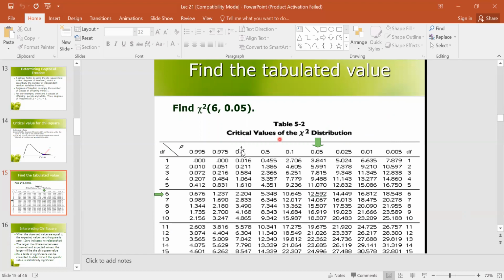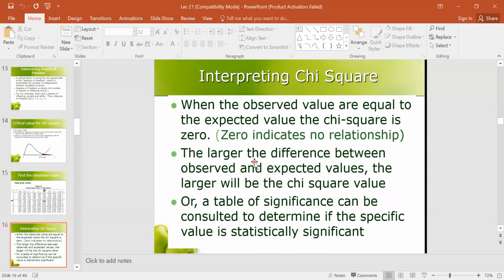This is the table of the chi-square distribution. So we can find the critical value from here. Like if we want to find chi-square with 6 degrees of freedom at alpha 0.05, we have to choose 0.05 alpha, and in degrees of freedom, we choose 6, and this 12.592 is our critical value, our table value for this study.